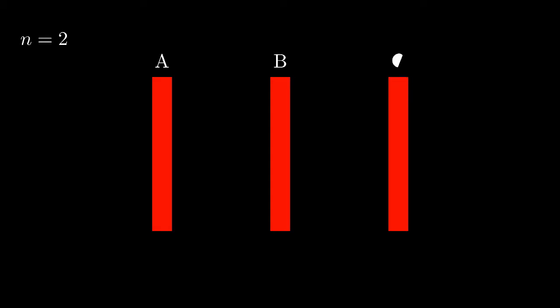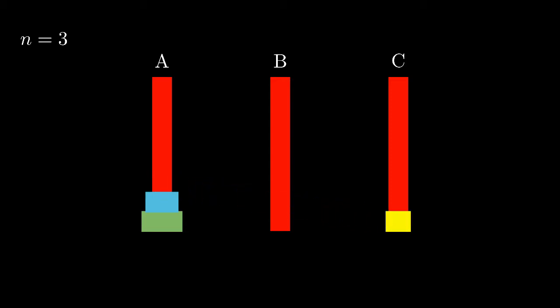Alright, now you have 2 blocks on Tower A. A solution might be to move the top block to B, then move the bottom block to C, and move the top block from B to C, and you're done in 3 moves. What about when n equals 3?